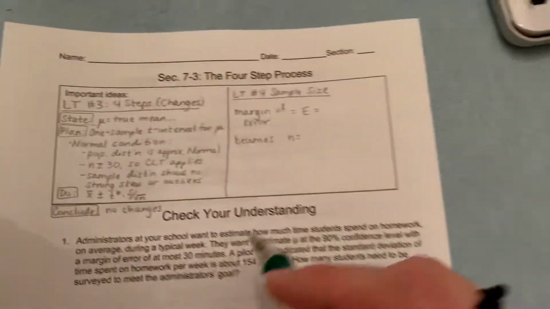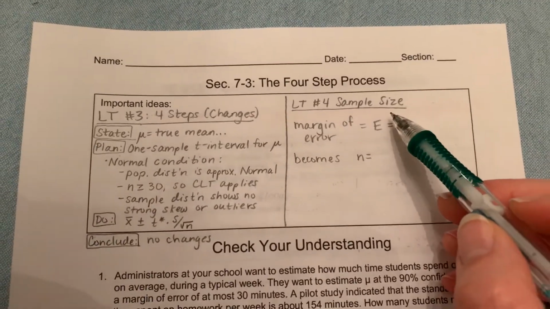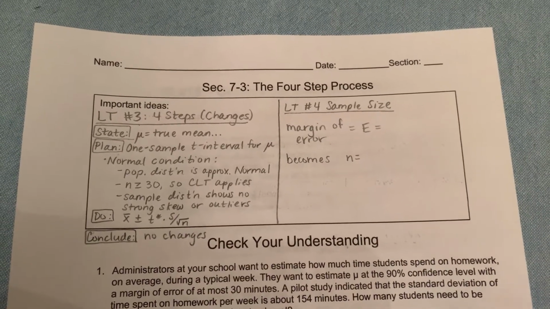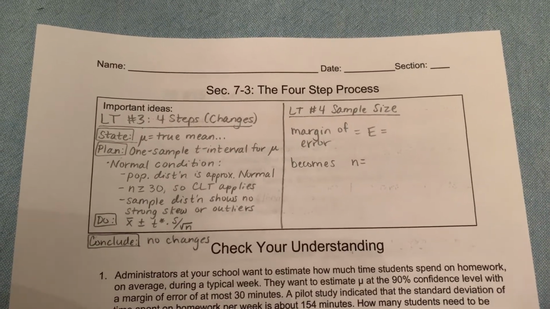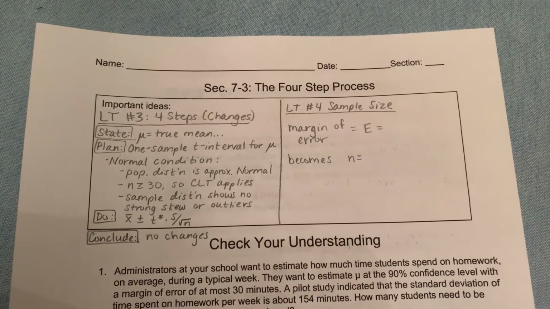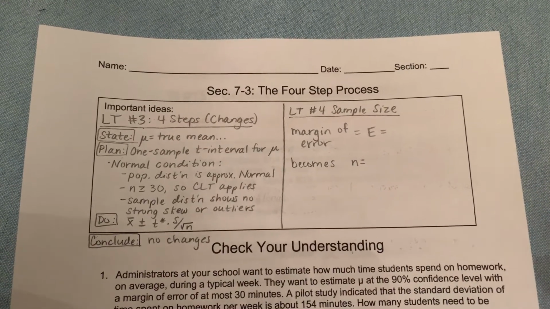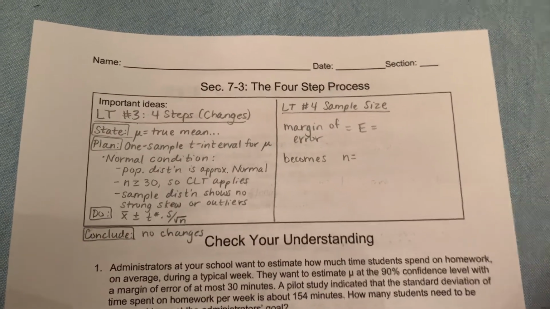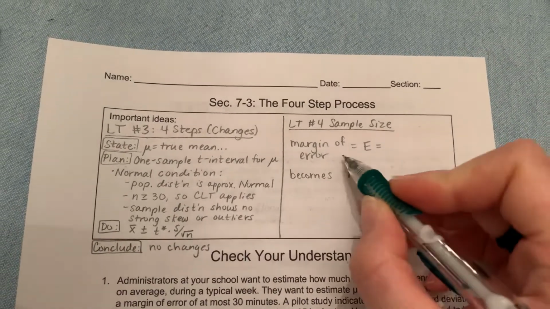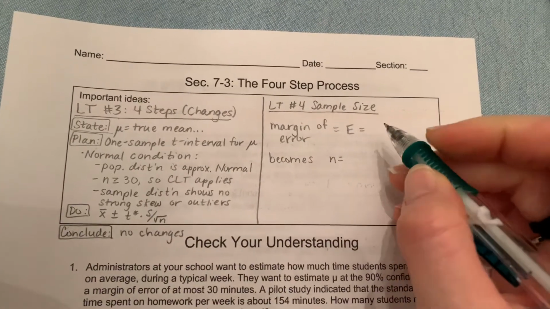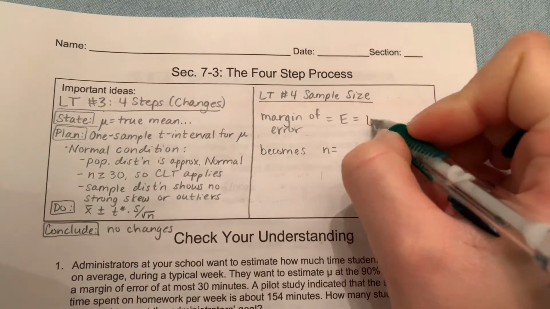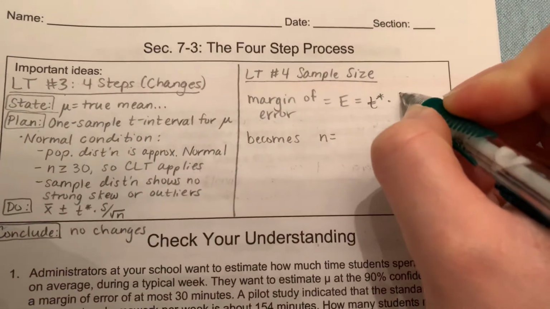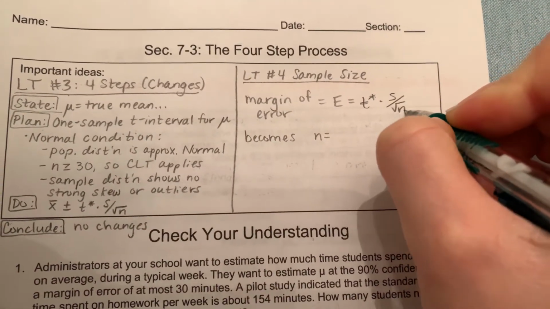Okay, so then learning target number 4 is very similar to a learning target from section 7-2. This is about determining the sample size when you're given other information, right? Deciding how large of a sample you actually need to have in order to have a certain margin of error with a certain confidence level. So remember the margin of error formula for us now is E is equal to t star times s divided by the square root of n.